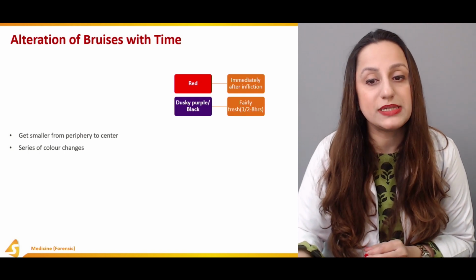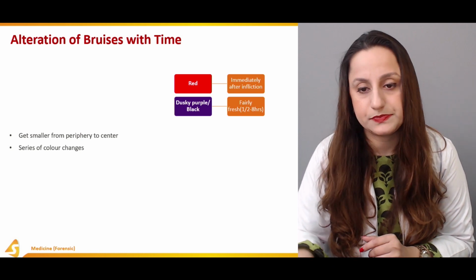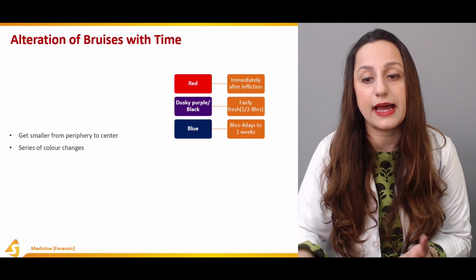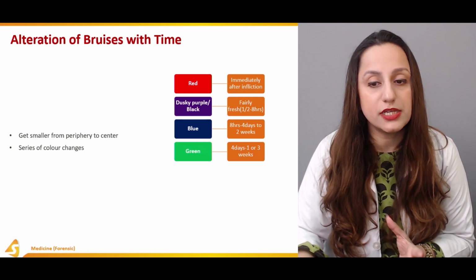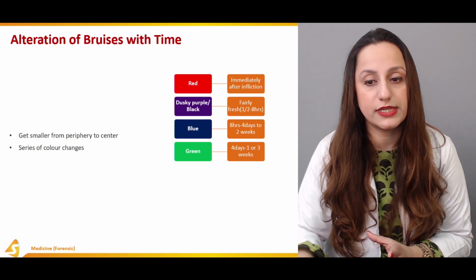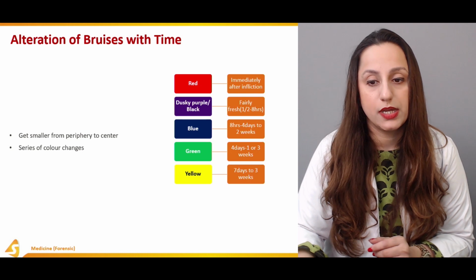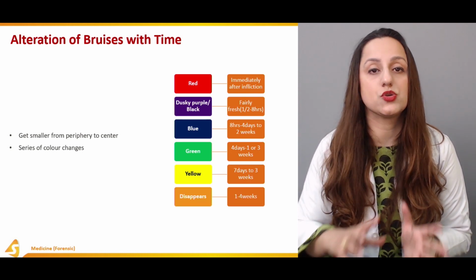Then it appears dusky purple fairly after half an hour to 8 hours. It appears blue after 8 hours to 4 days and 2 weeks. It shows a slight greenish tinge from 4 days to 1 to 3 weeks. And it turns kind of yellow from 7 days to 3 weeks. It disappears in about 1 to 4 weeks.